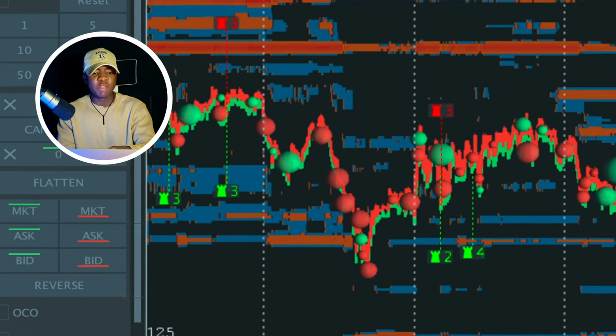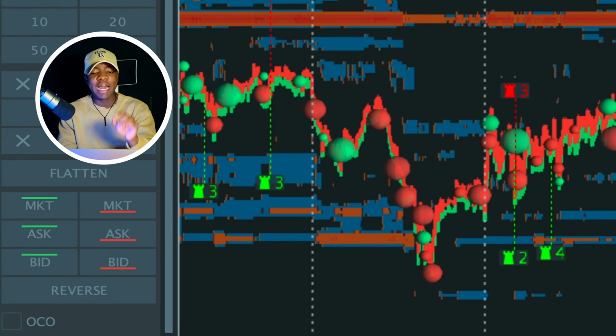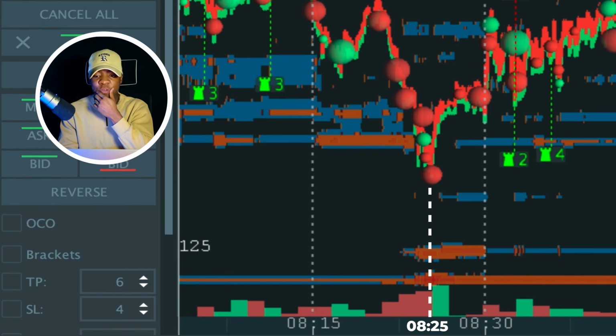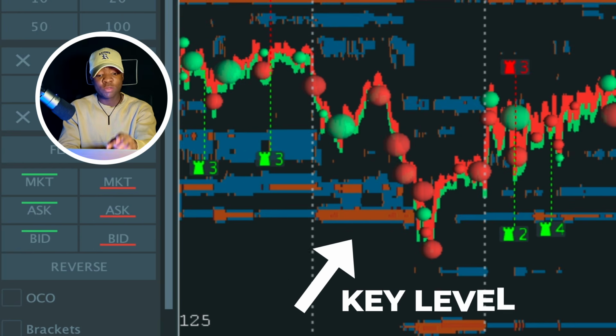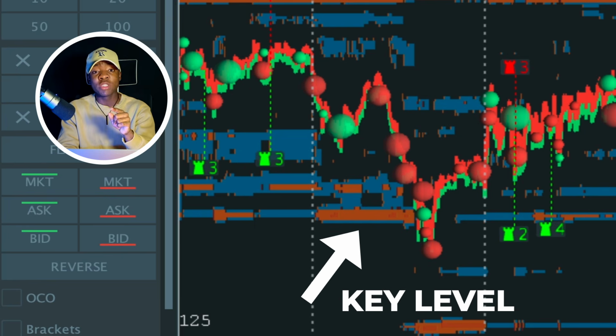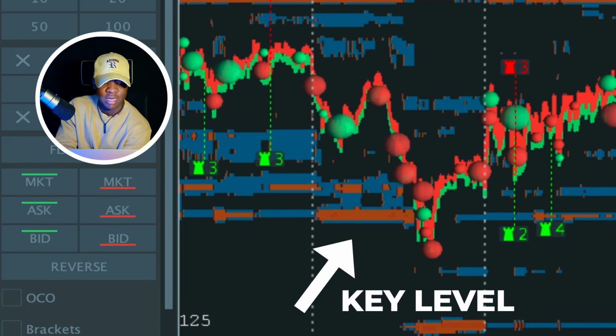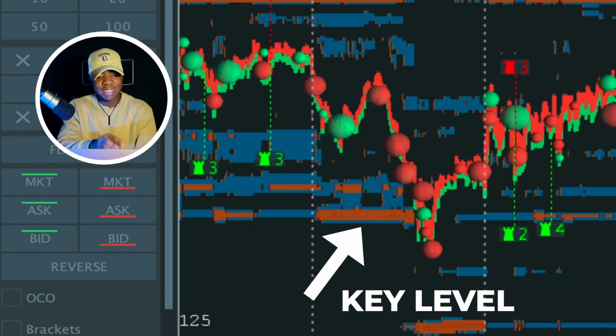So the trade that came in first, this is the trade right here, and before it happened, it was at around 8:25 when I took this screenshot. As you can see, we waited for price to come to this level. This was a key level. This was a level that we spotted and marked because we had seen that there was liquidity with the order book heat map, and this was the point. As you can see right here, this was the time when price came and tapped into this key level.